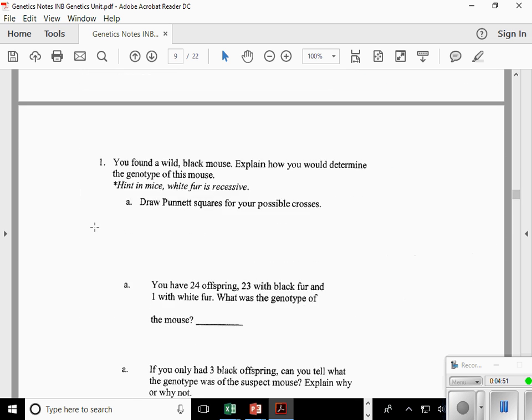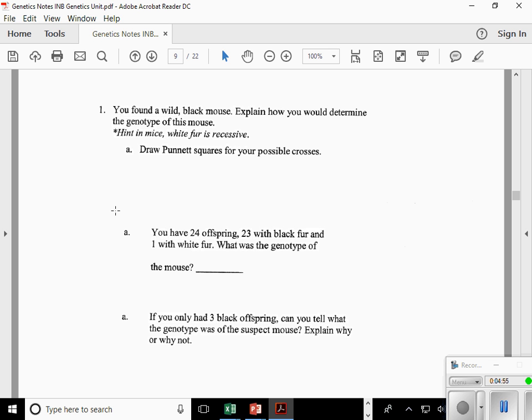Now, let's go to our example right here. But it says, you found a wild black mouse. How would you determine the genotype of this mouse? It says, hint, white fur is recessive. Okay? So, what we're going to do is start out by writing, capital B is dominant for black fur. Lowercase b is the recessive for white fur, right?